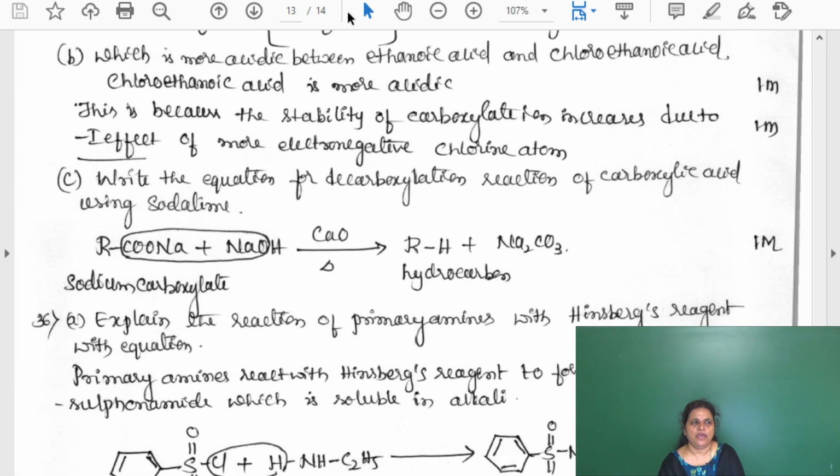Next question B. Which is more acidic between ethanoic acid and chloroethanoic acid? Which is more acidic? Definitely chloroethanoic acid is more acidic.